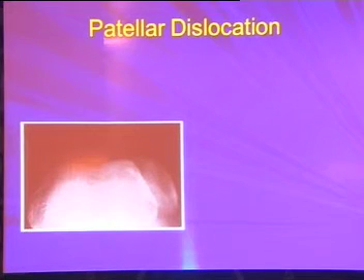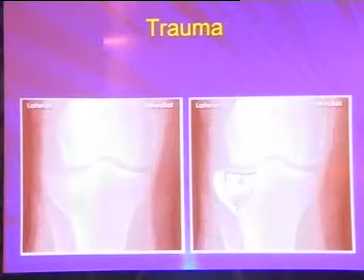Patellar dislocation like this can be easily diagnosed, and sometimes you have this type of X-ray where you should see that there is not a single straight line, but a double line. This should give you a suspicion that there is a fracture, and that should be confirmed by CT scan.